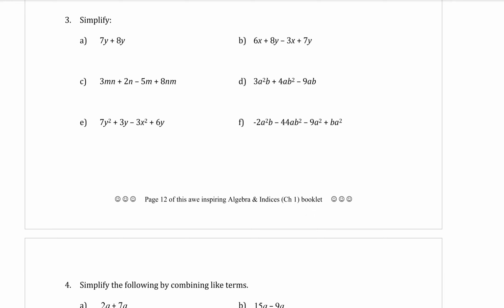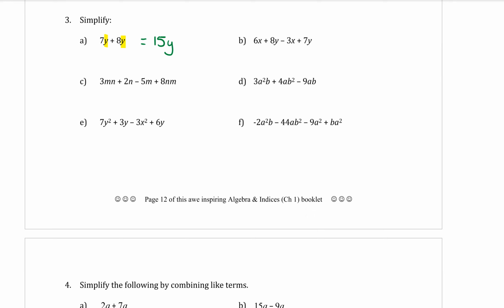So we look at the question. 7y plus 8y. They both have the same letter. They both have the y. They are like terms. Okay? So all I have to do is add the numbers in the front. 7 plus 8 is 15. What do I do with the letters when I'm adding? They stay the same, that's right.